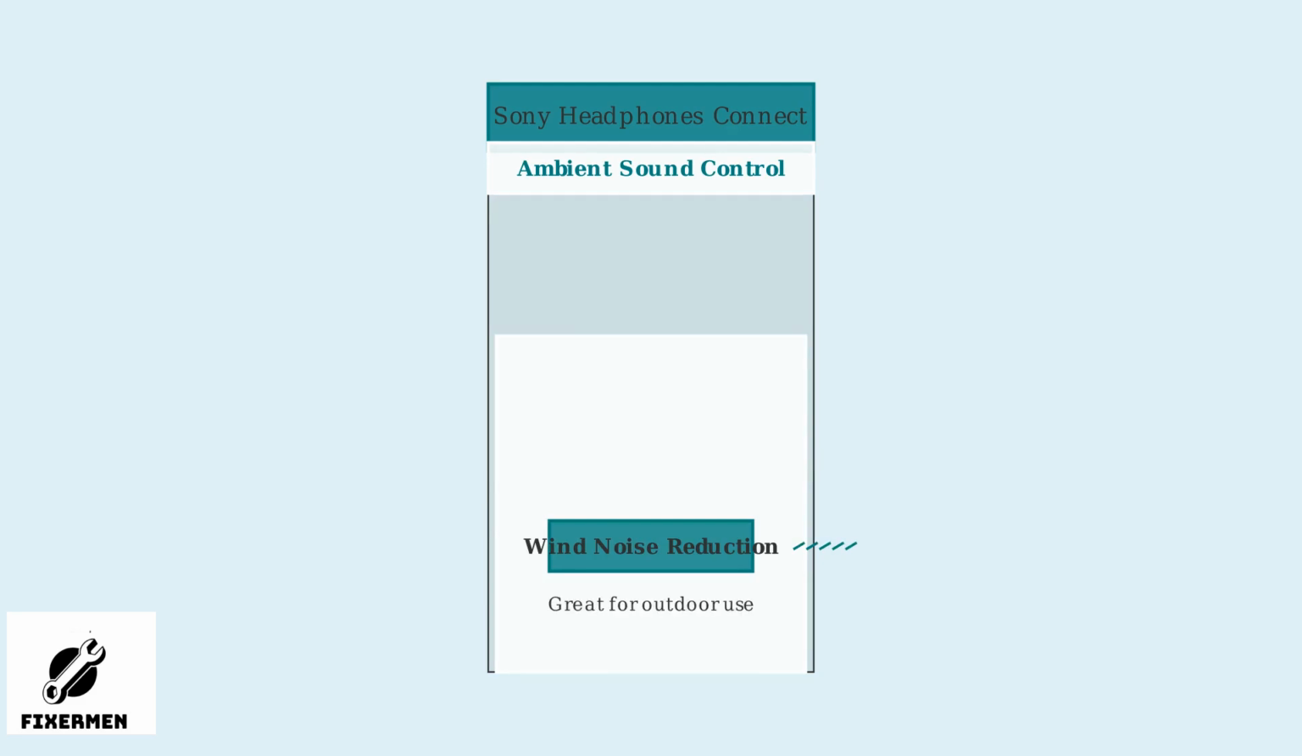This specialized setting is excellent for outdoor activities, effectively reducing wind noise that can interfere with your listening experience. Mastering these ANC settings will give you the best noise-canceling experience with your Sony WF earbuds, whether you're in a quiet room, a noisy office, or outdoors in the wind.